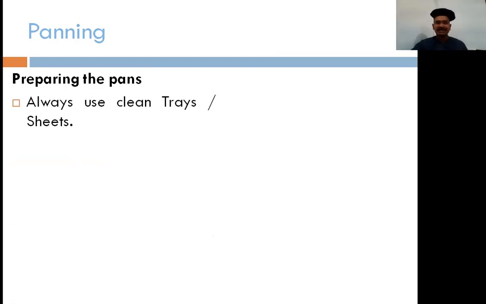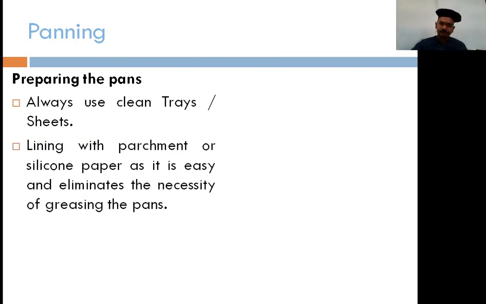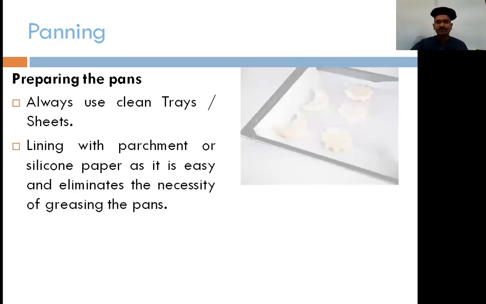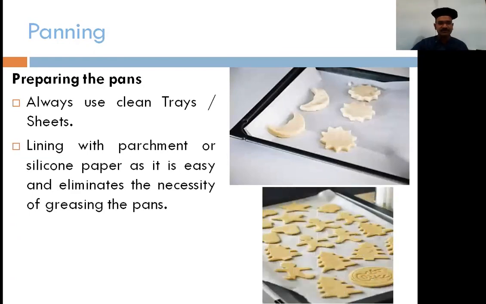Always use clean trays whenever you have to bake a cookie. It can be a tray, it can be a sheet, it can be anything. And as far as possible, line it with parchment paper or silicone paper. Why we do that is it eliminates the necessity of greasing the pan, and you get a good texture. Your cookie will spread less. As you can see in the picture, a good, nice, clean tray, lined with parchment paper, and you put your cookies on top of it.